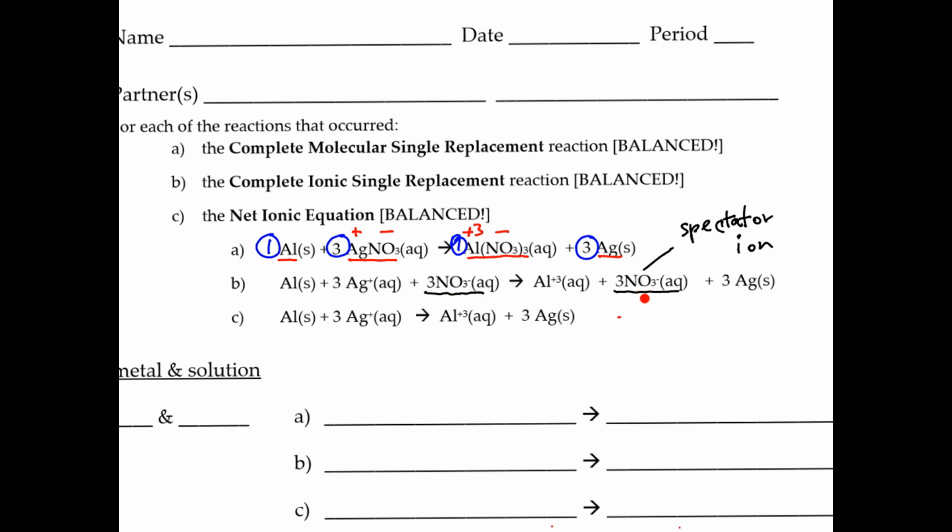So what's really happening is aluminum has no charge. 3 silvers do have a charge and they're aqueous and they're +1. And then what happens is the aluminum gets a charge of +3 and goes aqueous, and then the 3 silvers become no charge and they're solid. And this is how you're going to write each of these parts A, B, and C for your lab. And you're going to do this just for the magnesium reactions.